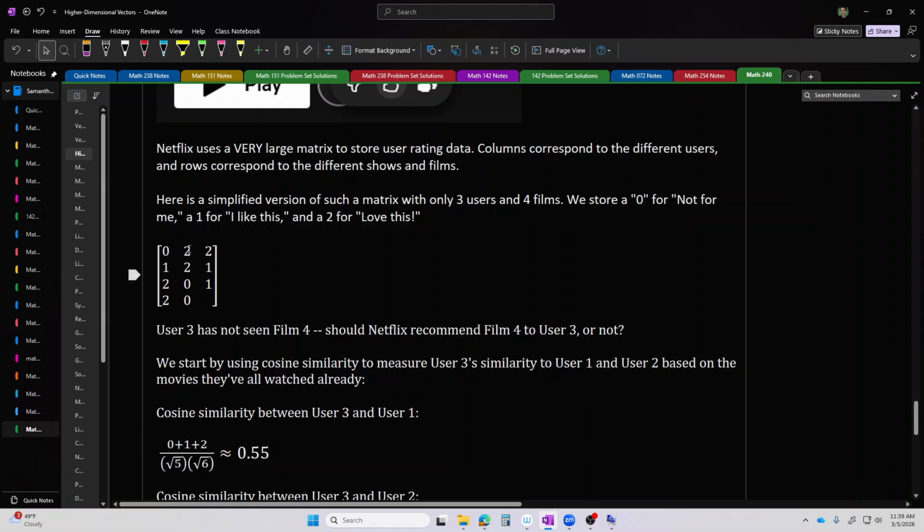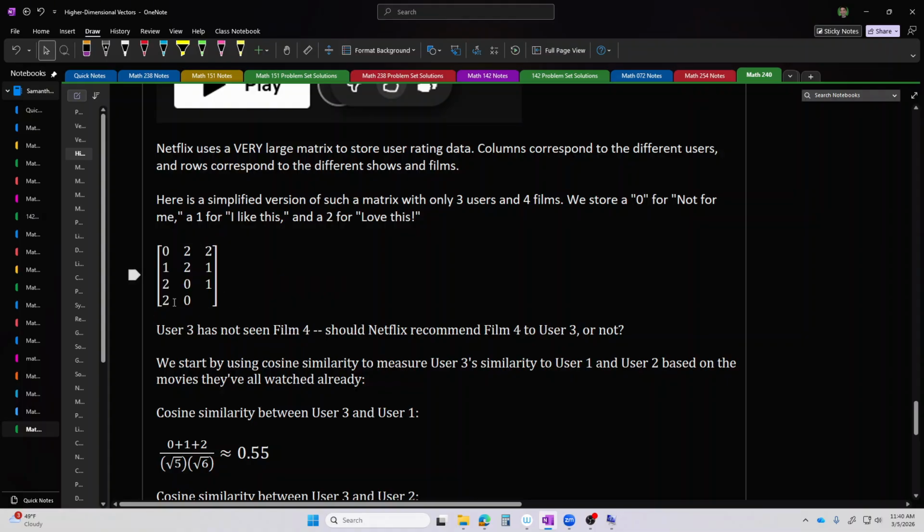Now, the second user loved the first film, loved the second film, but did not enjoy film 3 or 4. So we have a 2 and 2, a 0 and a 0 in their column. And then finally we have user number 3. Now, user number 3 loved the first movie. They liked the second movie. They liked the third movie. But they have not seen the fourth movie yet. So the question is, should Netflix recommend film 4 to the third user or not?